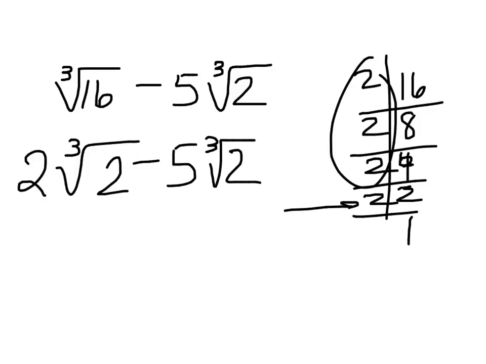So therefore, if the houses are the same, then I what to the fronts? Add them or subtract them, and in this case, subtract them, right? What is 2 minus 5? Negative 3, the cube root of 2.